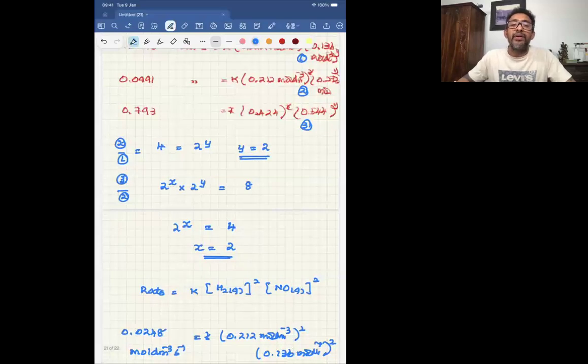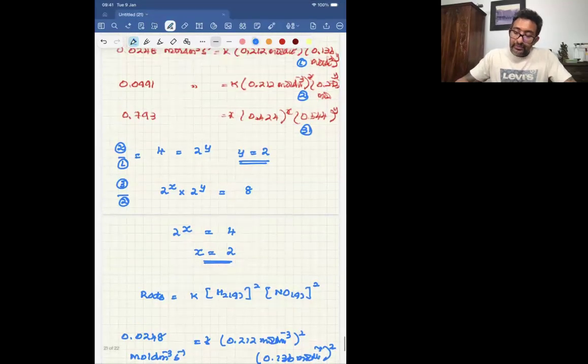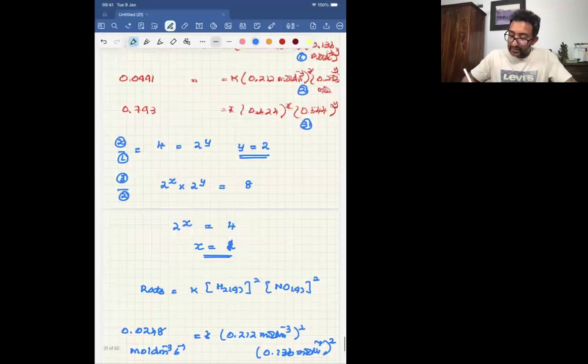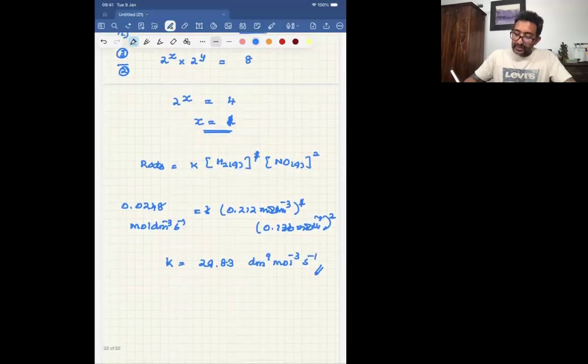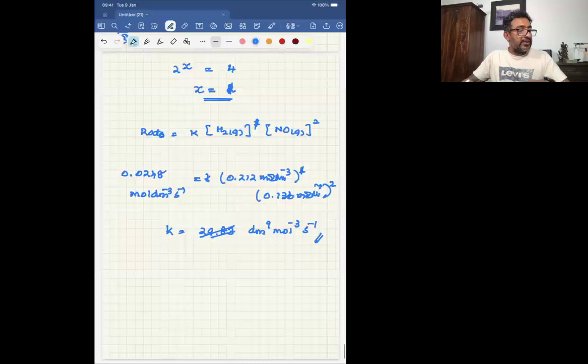X is 1. Is that what you get? It should be 1, right? Okay. X is 1, right? Okay. 1 kilo. Then I have to make a... I think it's a simple one.